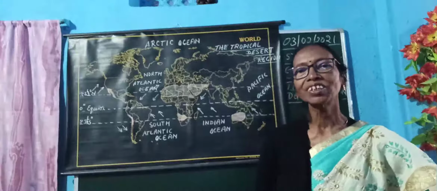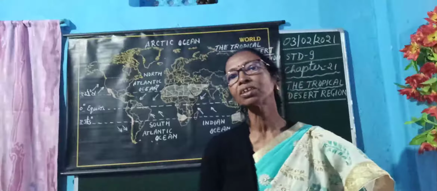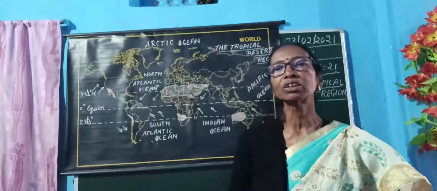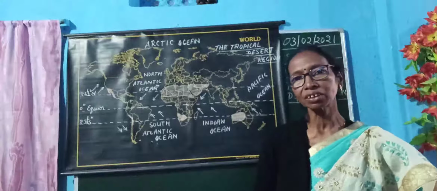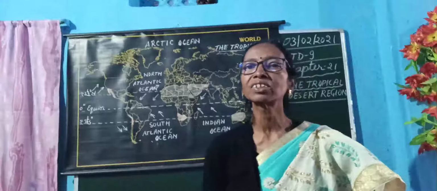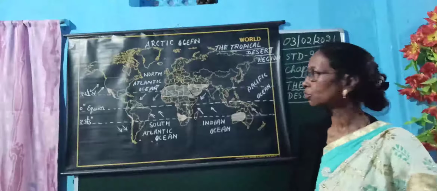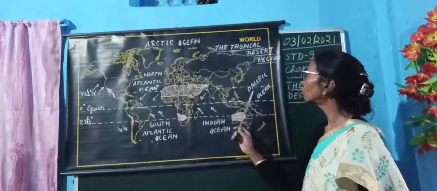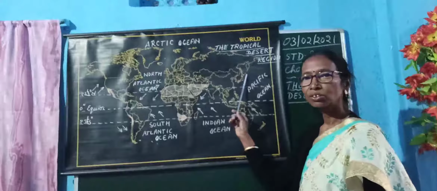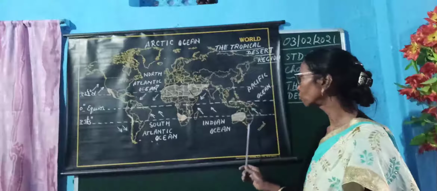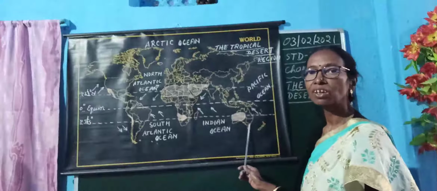In Geography, you are learning about the natural regions of the world. Today you are going to learn about a natural region, that is the tropical desert region. It lies between the latitudes 15 degree north to 30 degree north latitudes and 15 degree south to 30 degree south latitudes.